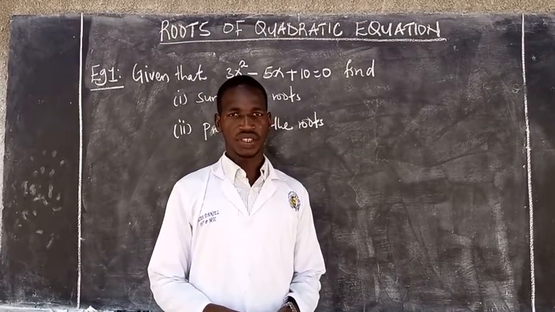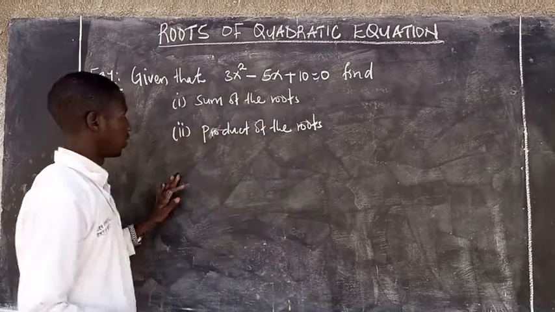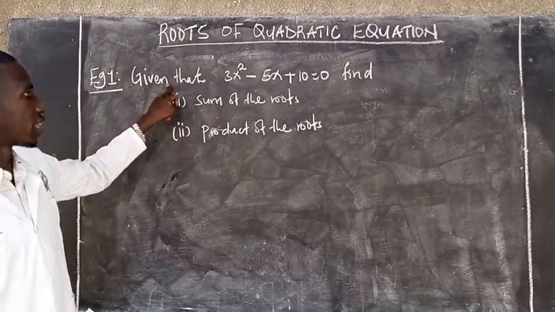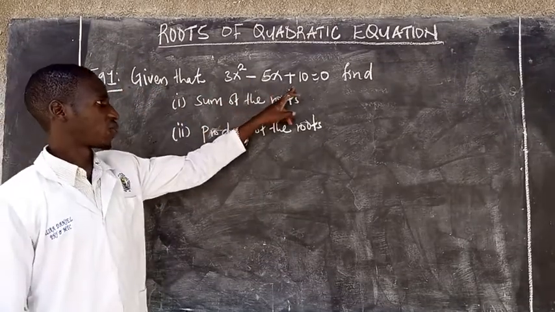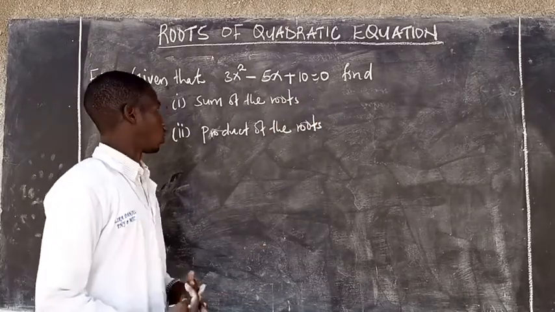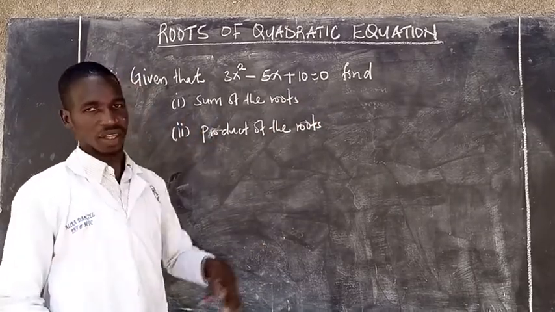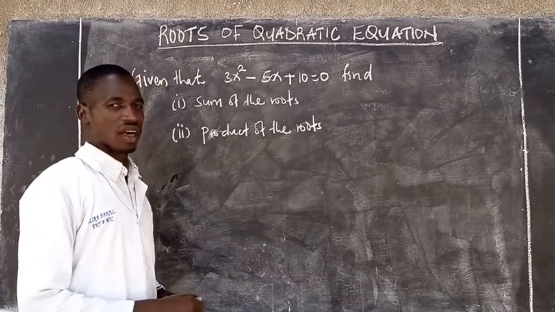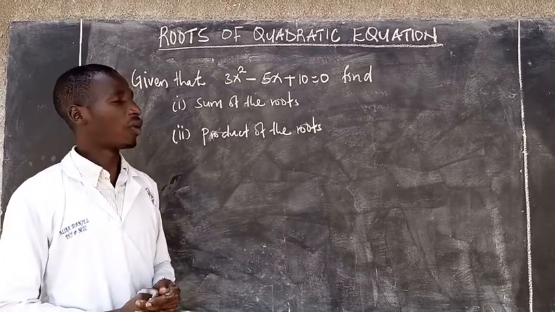Let's look at example number 1. Here we have the question saying, given that x squared minus 5x plus 10 equals 0, we are required to find the sum of the roots and the product of the roots, which becomes very simple.